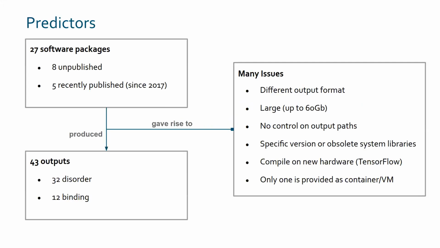And here are the results. So first we received 27 different software packages, many of them unpublished or published very recently. And they generated 43 different outputs, including both disorder and binding regions inside disordered regions. And when you have the CAID setting, as I said, you can evaluate the technical aspects of this software. So what we noticed immediately was the different output format for all of them. Some of them are very large. They come with databases embedded. In many cases, you don't have control over the output path, or you have to rely on old or obsolete libraries. So they are also sometimes difficult to install.